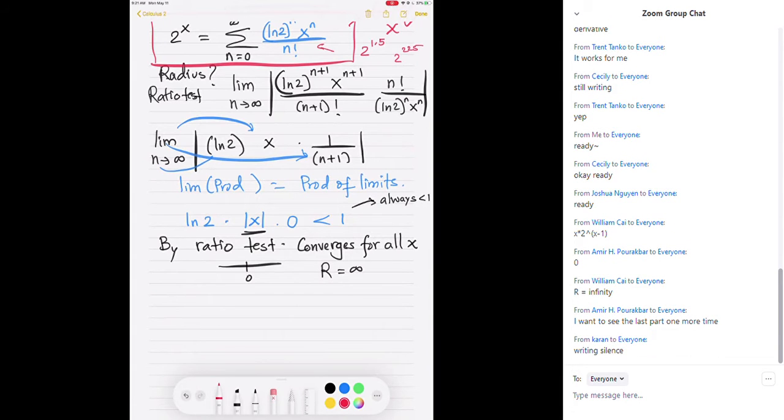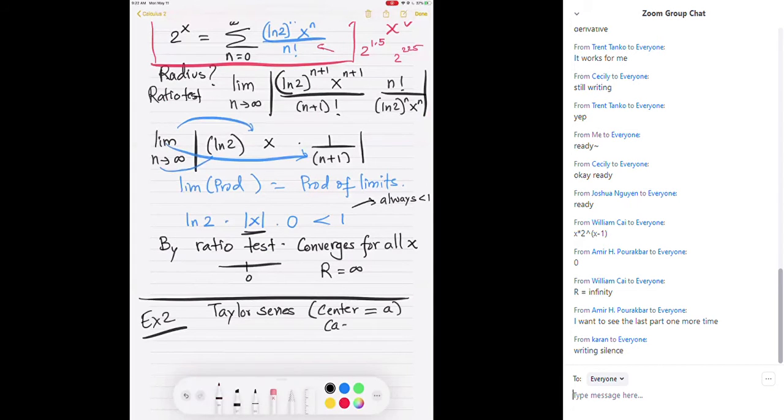Okay, so here we go. So example 2 then. So this is of a Taylor series. What is a Taylor series? Remember, the center is not 0. Center is A, where A is not 0. I'm just going to say if A is 0, it's Maclaurin. That's it. That's the difference.